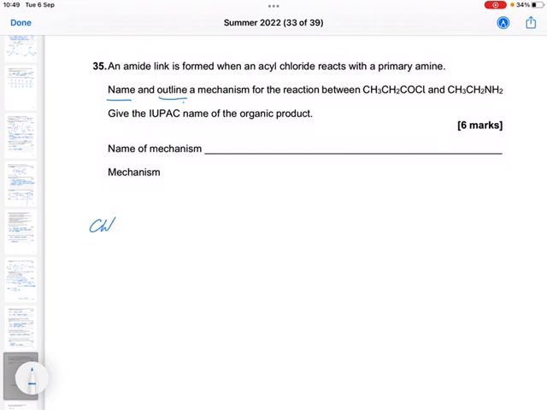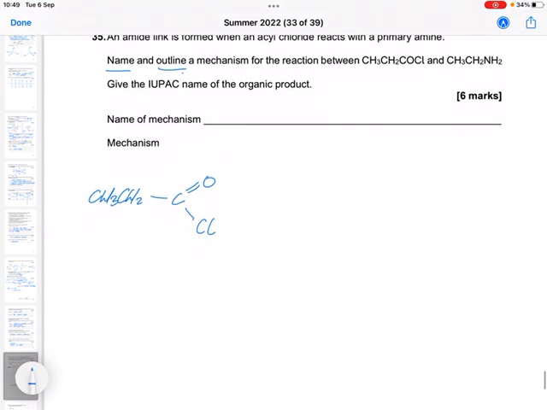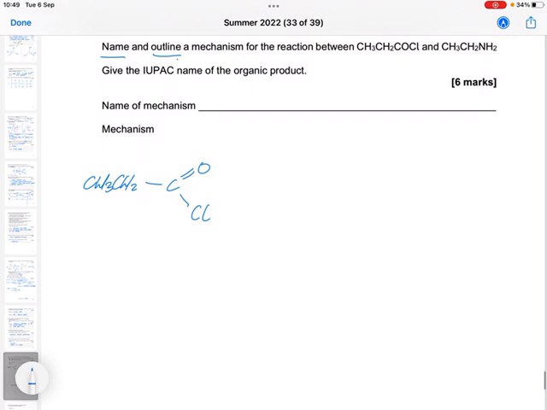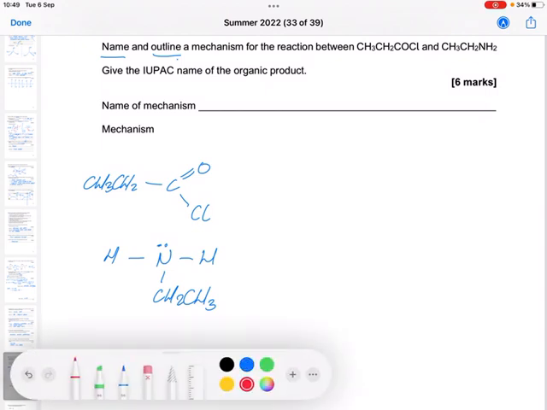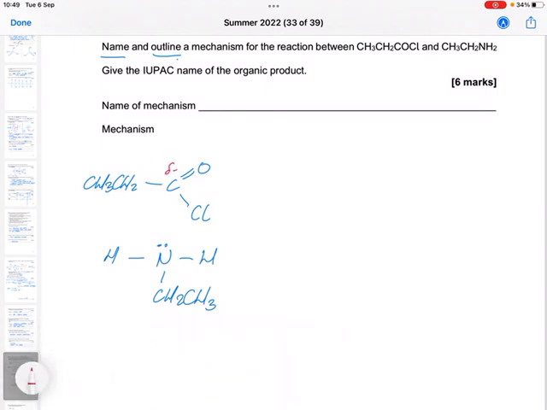So CH3, CH2, and then display where it's all going to happen here. So there's the Cl, and then NH, H, CH2, CH3. There's my lone pair there. Always a good idea to put dipoles on, so δ+, δ-.